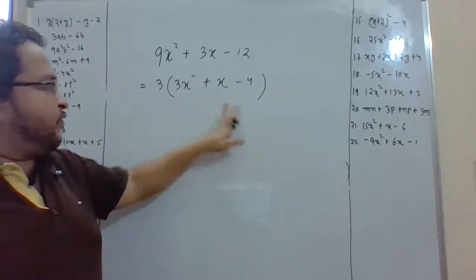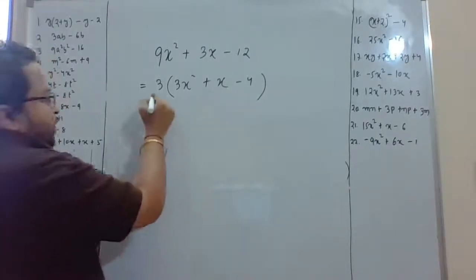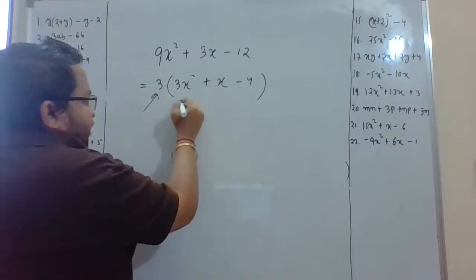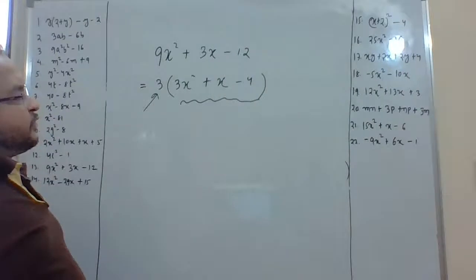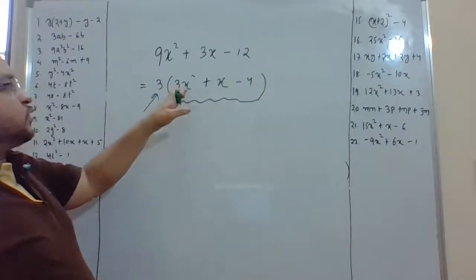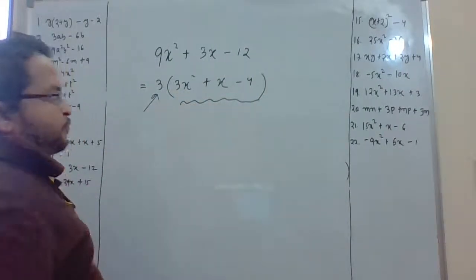Now I have already got a pure number, 3, outside. I need to factorize only this part. And if you see here, this looks like a sum and product type.